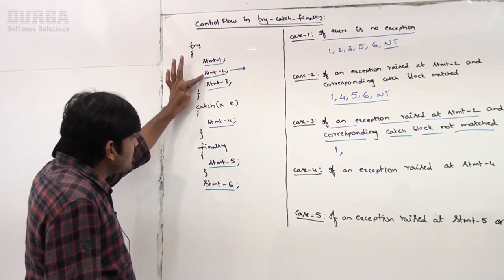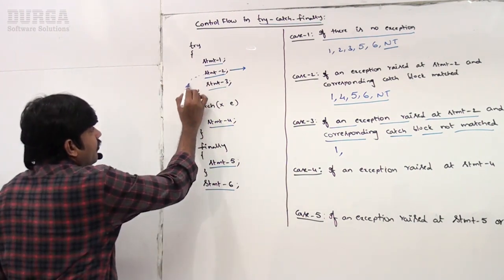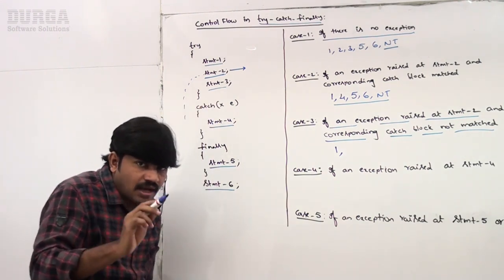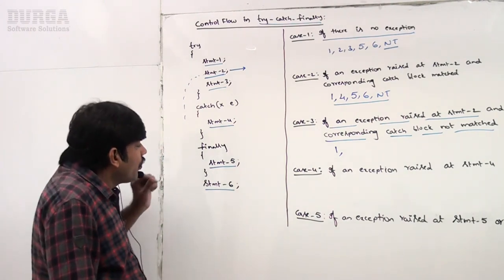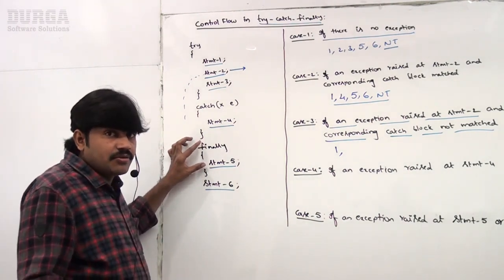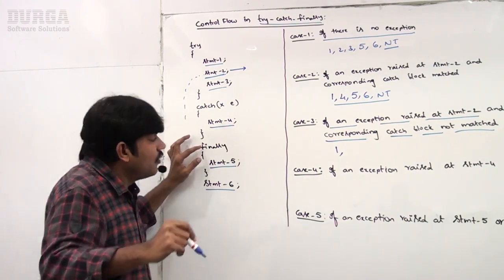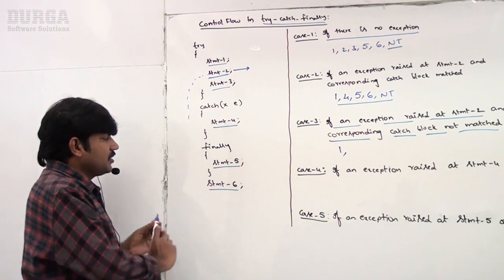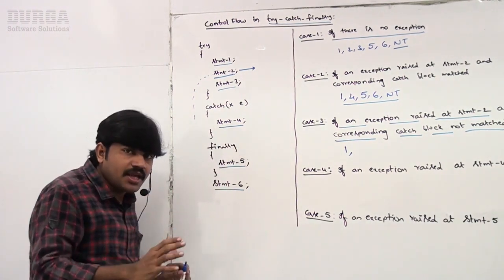But the corresponding catch block is not matched, sir. JVM will always search for the catch block, and if it is not matched, it is always abnormal termination. But before abnormal termination, only the finally block will be executed. Remember this one. This special offer is applicable only for the finally block.